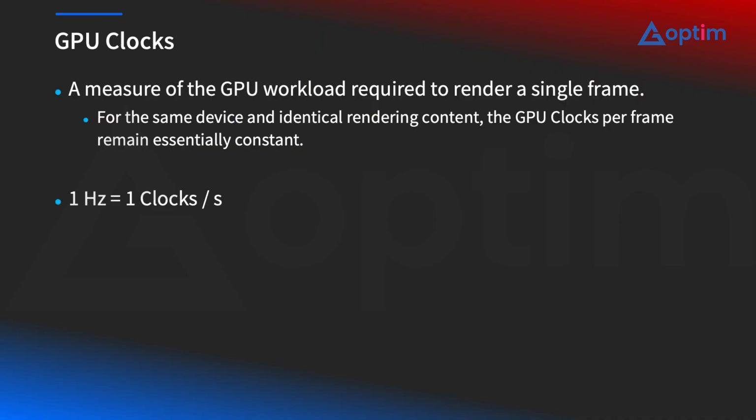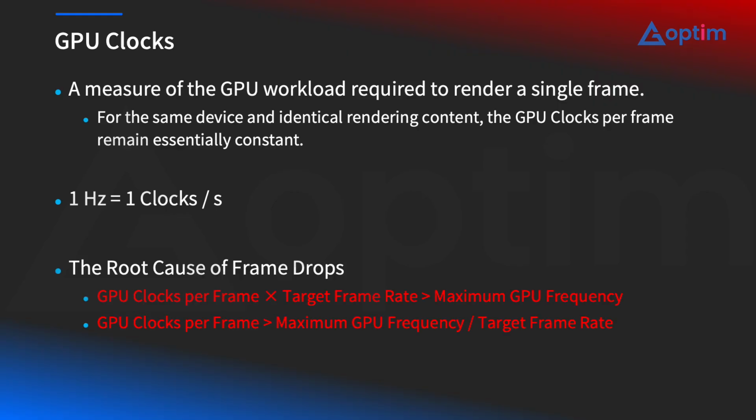With this understanding, we can evaluate whether a GPU workload is over budget during testing, meaning whether it can meet our target frame rate. I've summarized this into 2 lines that are easy to remember. If the per-frame clocks multiplied by the target FPS, for example 60 or 30, exceeds the GPU's maximum frequency, then the GPU, even at full capacity, cannot sustain the workload, and frame drops will occur. From here, you'll see many similar equations and relationships.